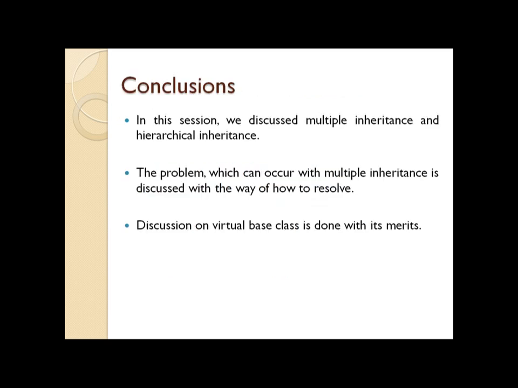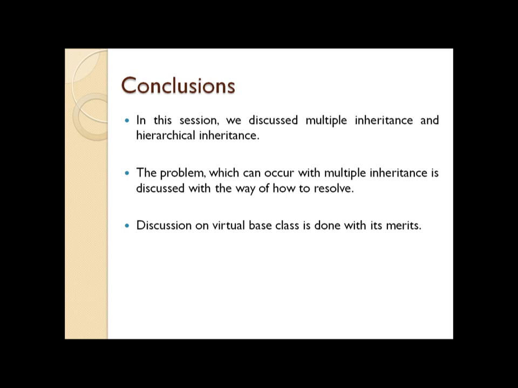Now finally the conclusion. In this session we mainly discussed two inheritances in detail. First one is multiple inheritance and second one is hierarchical inheritance. In case of multiple inheritance, the situation is that we have multiple parent classes or base classes, and we want to derive only one child class. Such type of inheritance is called multiple inheritance. This feature is very important. C++ supports multiple inheritance. Java does not support multiple inheritance. So in place of multiple inheritance, Java supports the concept of interfaces, which we will discuss in the coming classes in detail.